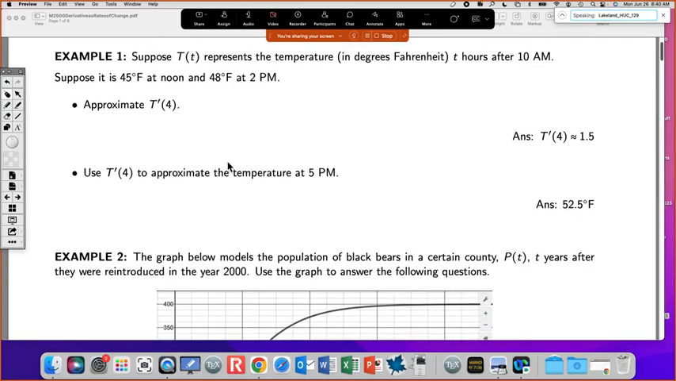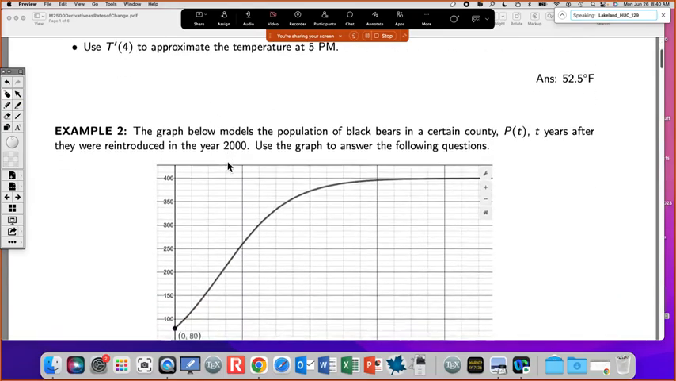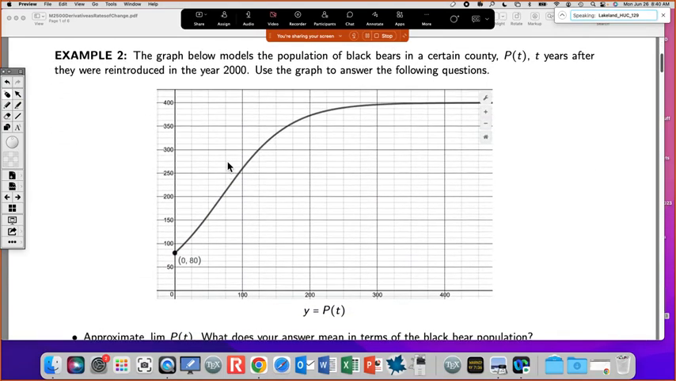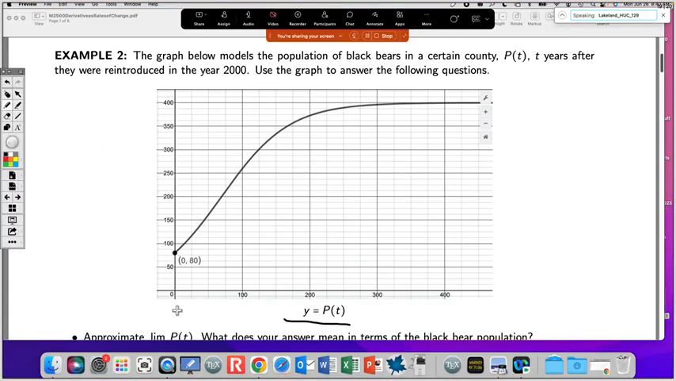All right, so once again, we're just reinforcing stuff we talked about last week. Let's look at example 2 there. We got a graph that models the population of black bears in a certain county, P of T years after they were introduced in the year 2000. So the year 2000 is here, and it goes way into the future there. I'm going to grab a handout so I can look at it. Questions. Approximate the limit as t goes to infinity of P of T. What does your answer mean in terms of the black bear population?